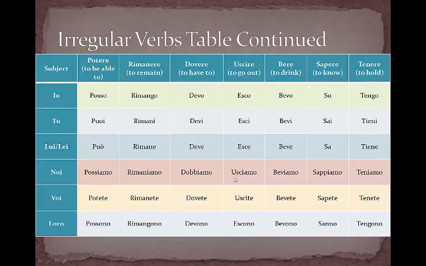Potere, let's start with that one, on the left, means to be able to, or you could think of it as I can do things, you can do things, so you'll probably use it a lot. Posso, puoi, può. Possiamo, potete, possono.